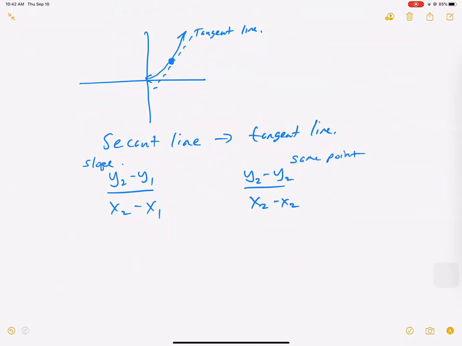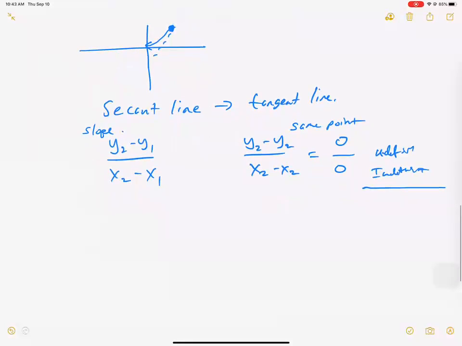Well, that's stupid, Mr. Ko. If I subtract y2 from y1, since it's the same point, wouldn't that just be 0? And x minus x would also be 0? This is undefined. This is also indeterminate. So our goal is to say this.